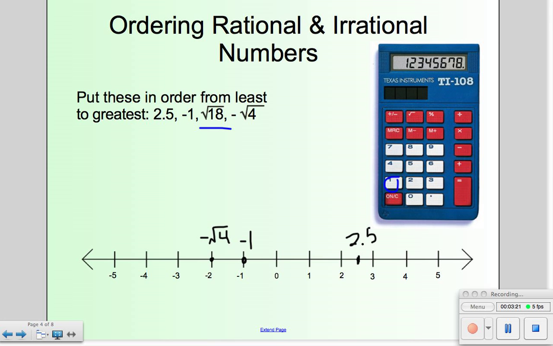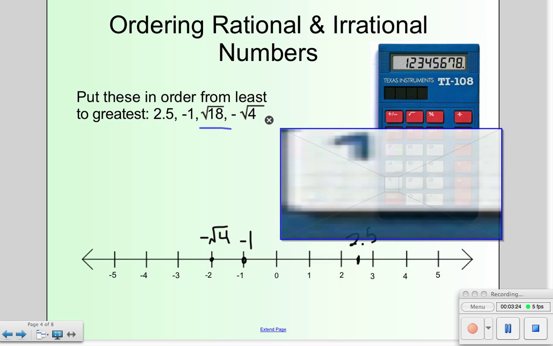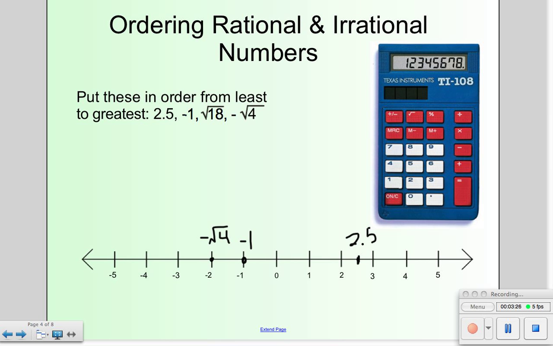You would hit 1, 8 for 18, and then an 18 will display up here. Once you hit 1, 8, and you have your 18 displaying, you then hit this little button right here, which is the square root symbol. So even though the square root symbol comes first and then the number 18, in order to type it into your TI 108, you have to type the number first and then the square root sign second. It's weird, but that's the way it is.